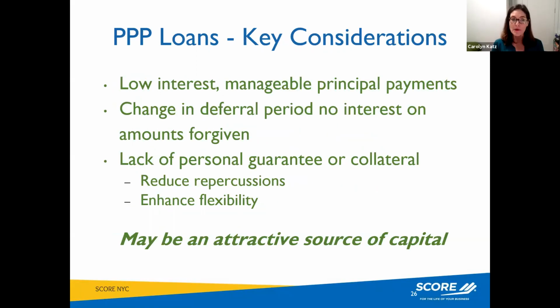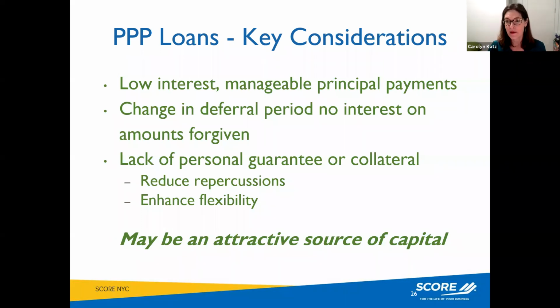So I said, low interest rate, manageable principal payments. You will not owe any amounts on anything that ends up being forgiven. And the lack of personal guarantee and the collateral means that those are the things that a bank uses to make you pay. First of all, it means that there'll be less repercussions because you don't have personal guarantee. But also, if you run into problems, this is a much more negotiable loan because basically the bank has many fewer hooks than they typically have to get you to repay.